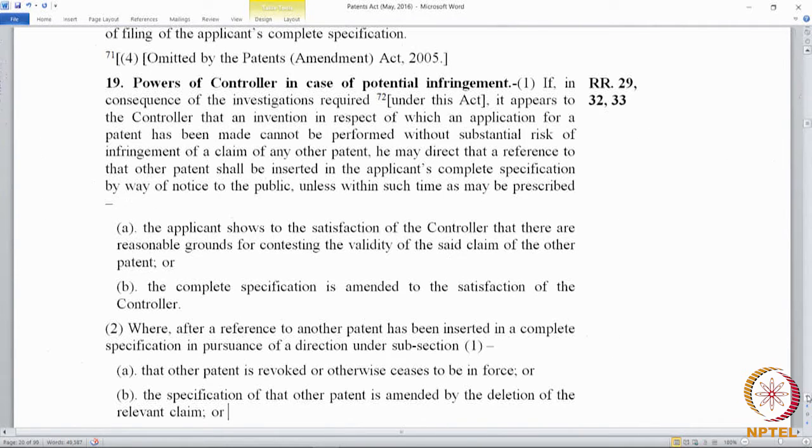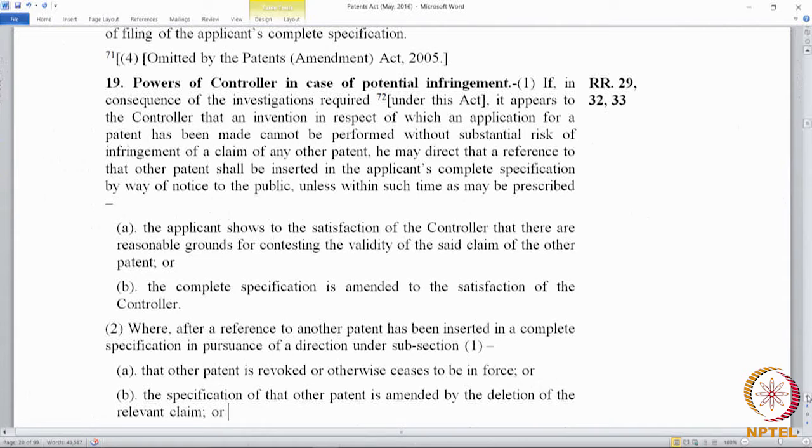Same thing, this is a reference. And why is the reference done? To inform the public that if you work this patent, you will be infringing another patent. So, it is only a reference in the specification saying that this aspect of the invention is covered by another patent. The forms of reference are also there. We have a form of reference as to how that reference has to be made.